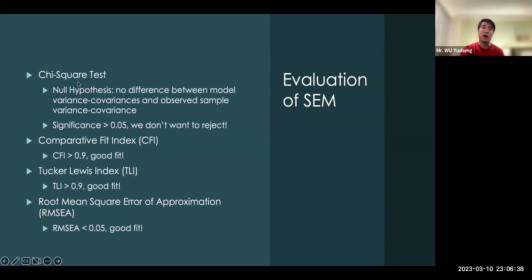So we want the chi-square test to have significance greater than 0.05. We want CFI and TLI to be greater than 0.9, and we want RMSEA to be less than 0.05. Usually those four metrics should be consistent. If all four criteria are satisfied, we can say the SEM model is a good fit.